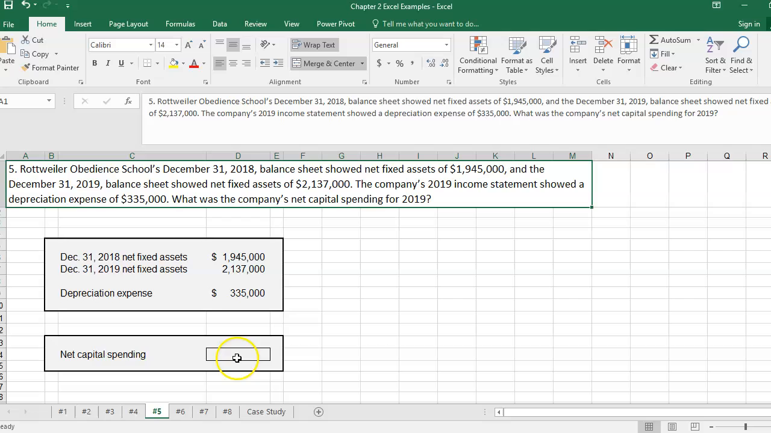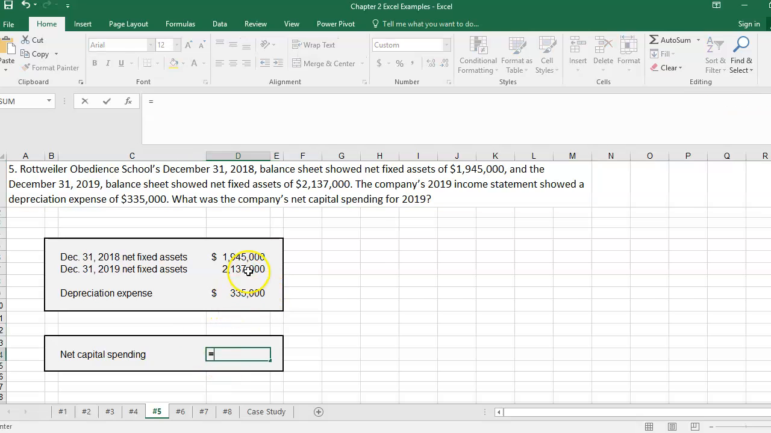Next we look at our net capital spending. This is also a part of our cash flow identity for a company. So when we're doing our net capital spending amount, we are looking at ending net fixed assets minus beginning net fixed assets plus depreciation expense. So the net capital spending is $527,000.